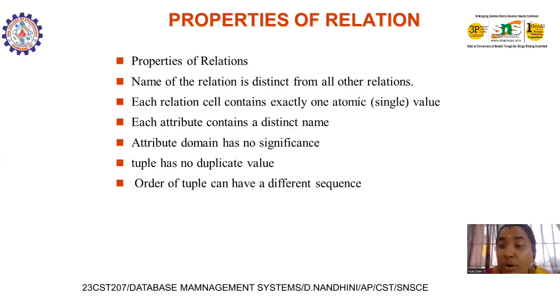All tuples are unique, so no two rows can be identical. Attribute values are atomic: each cell in a relation contains a single indivisible value, not multi-valued or nested data. Each attribute has a unique name, so no two columns in a table can have the same name. Each attribute has a domain: every attribute has a defined domain, which is the set of allowable values for that attribute. These are the properties of a relation.